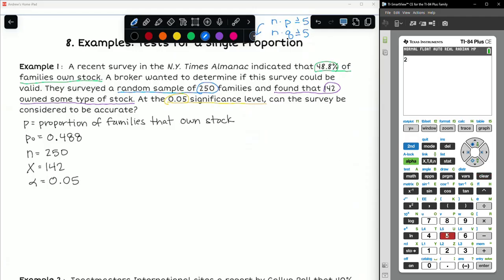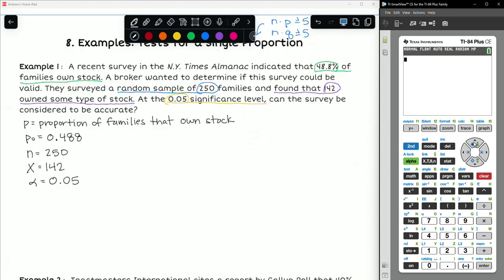I know n is 250, and I know my p is 0.488. And I can see that n times p is 122, so the complement, 250 times 1 minus 0.488, is also bigger than 5, much bigger. So we clear that hurdle nicely. You may assume for problems in the book and problems on your test that that condition has been met, but as a practicing statistician, that is an important first step before we perform these types of tests on proportions.